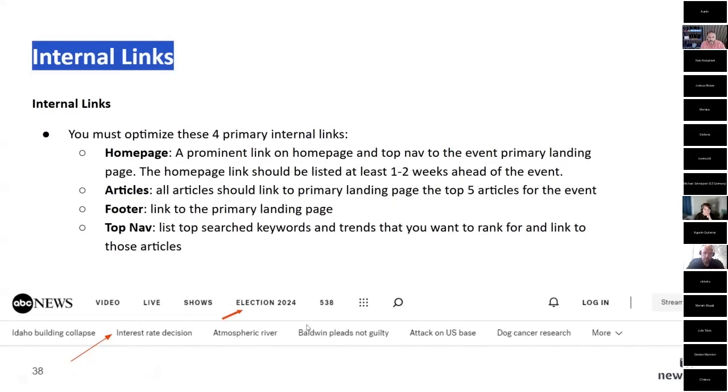Also, 2 weeks ahead of the games, link to your hub page from the top navigation and keep it there for maybe 1 week after the event. These 2 things help a lot with delivering link juice across the website. So utilize primary navigation and secondary navigation if you have it on your site.